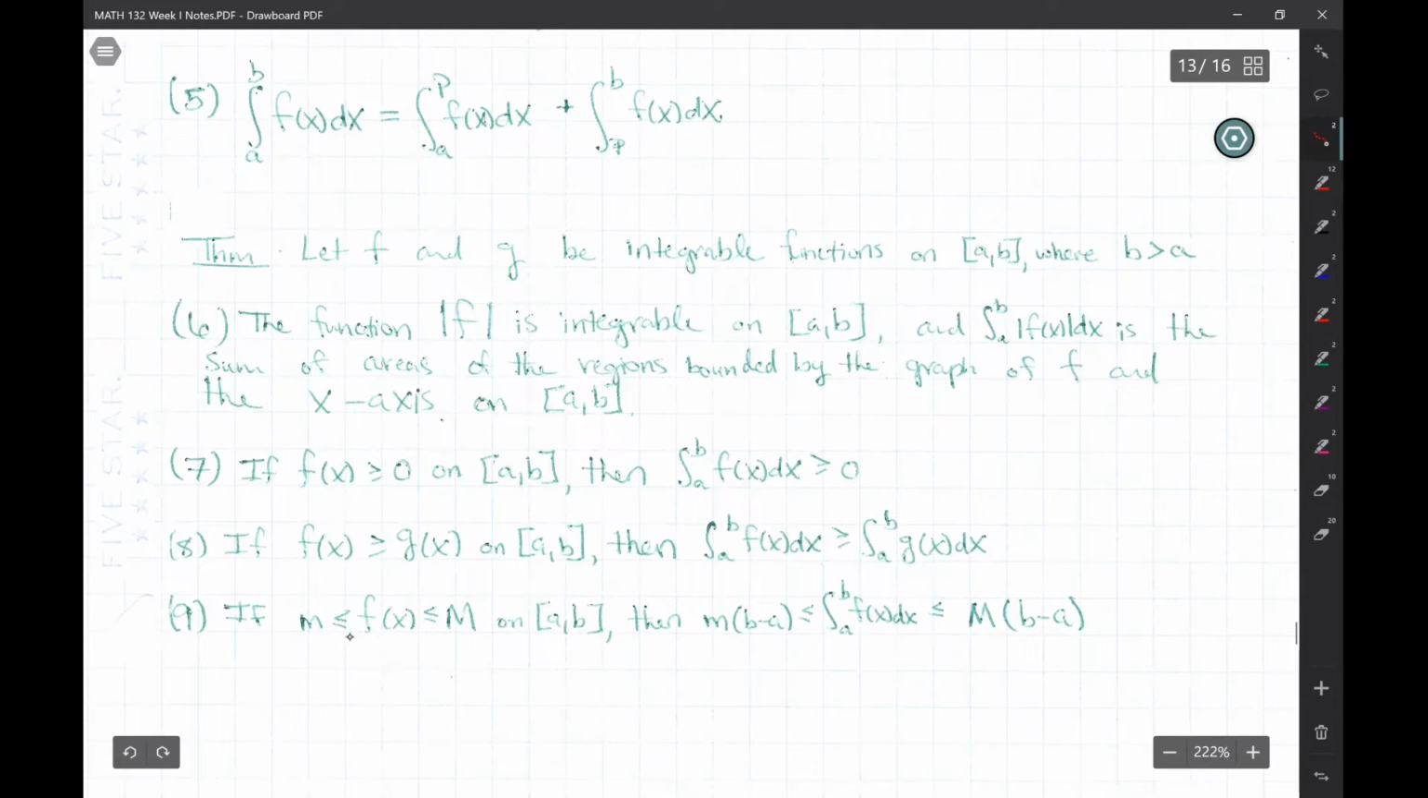And finally, if a function is bounded below by m and bounded above by capital M on a to b, and by the way, we know that any continuous function on a closed and bounded interval will attain a minimum and maximum. Okay, that's the extreme value theorem. So if the function is bounded, but we don't make that assumption. We're assuming that f is just integrable, right? It doesn't really have to be continuous, but if it was, then we know we have this.